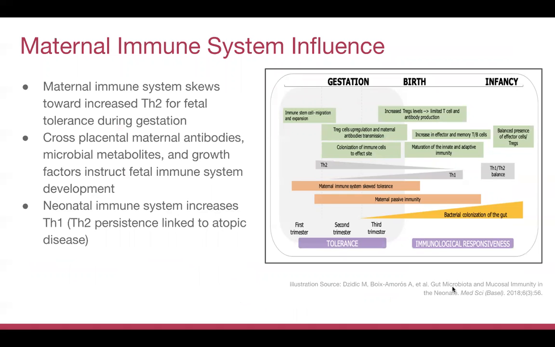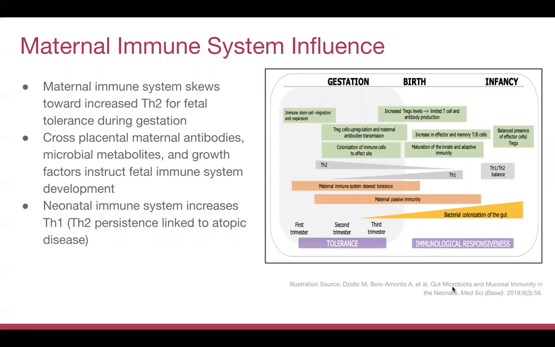Now, there is an expanding understanding of the role that a mom's immune system has on her baby's developing immune system. There are several key maternal influences, and they include things like the maternal tolerogenic immune environment that skews mom's immune system from a balance of Th1 and Th2 activity more towards Th2 activity in order to tolerate the presence of the developing fetus. In addition, the maternal system produces a variety of tolerogenic mediators like antibodies and growth factors, which pass through the placenta and impact fetal immune development.